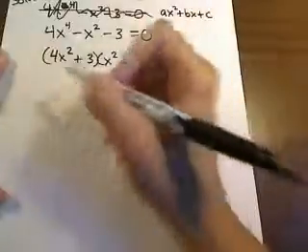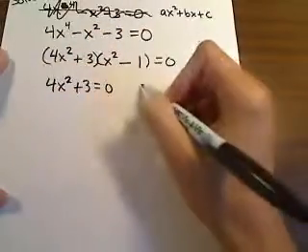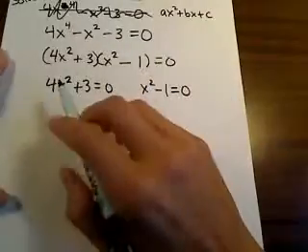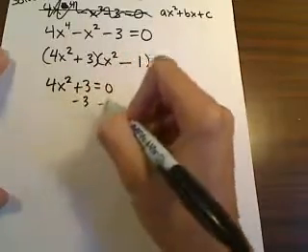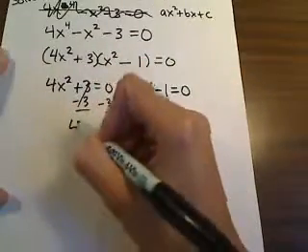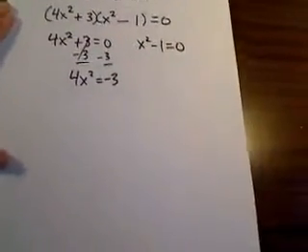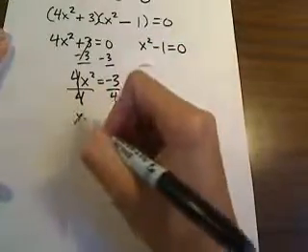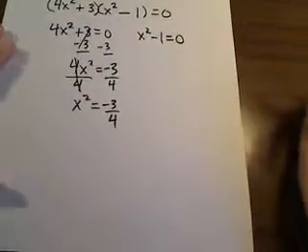Okay, so then what we want to do is we want to set each of these factors equal to 0 and then solve. Okay, so what we're going to do here is we're going to subtract 3. So we have 4x squared equal to negative 3. And then divide by 4. And x squared is negative 3/4.